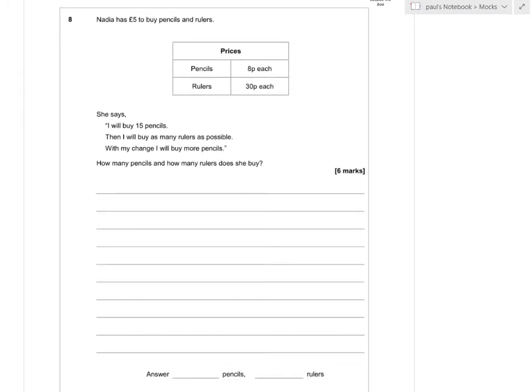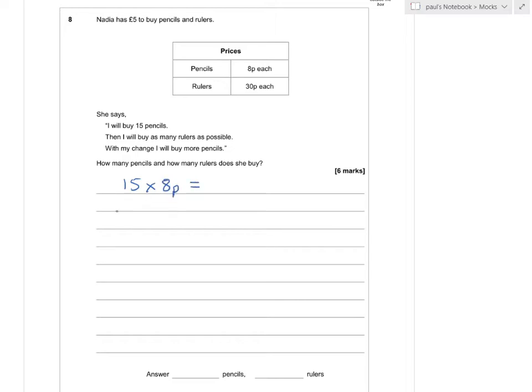Nadia wants to buy some pens and pencils. Good old Nadia, what's she up to there? So she's on question 8. Pencils are 8p, rulers are 30p. I'll buy 15 pencils, then I'll buy as many rulers as possible with my change, or I'll buy some more pencils. How many pencils and how many rulers? So 15 pencils. She's got a fiver up there. So she's going to buy 15 pencils at 8p each.